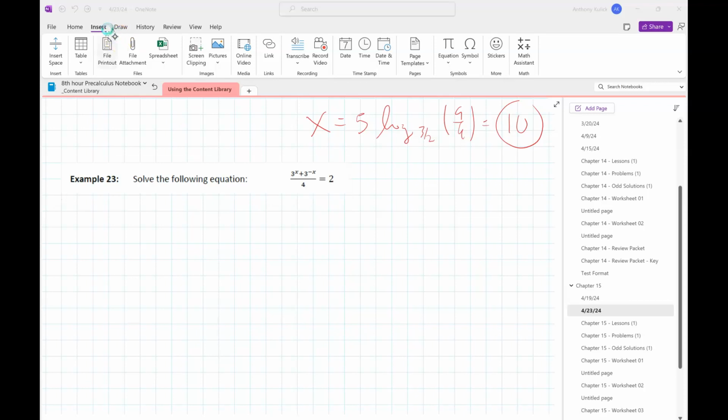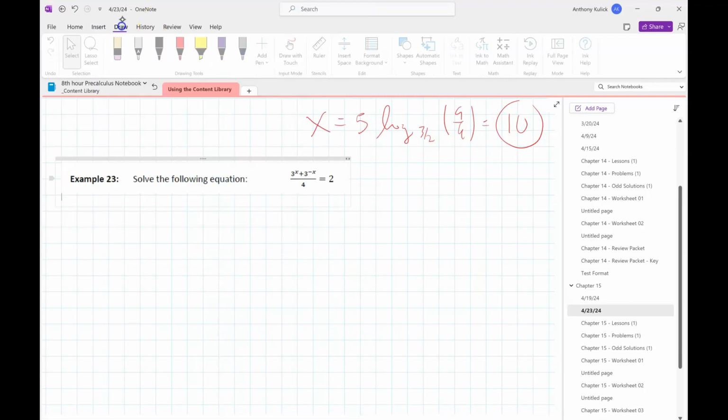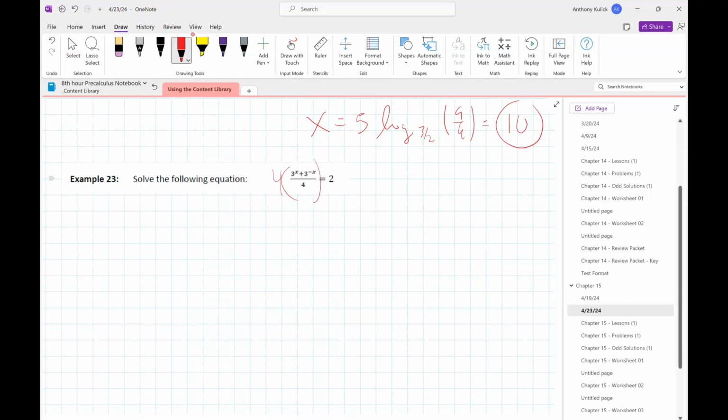So we'll start by multiplying both sides by 4 to nix the fraction. Everybody good there? Next thing I want to do is I don't like that negative exponent. Here's the first question. Can I add 3 to the x plus 3 to the negative x? What's that get me?